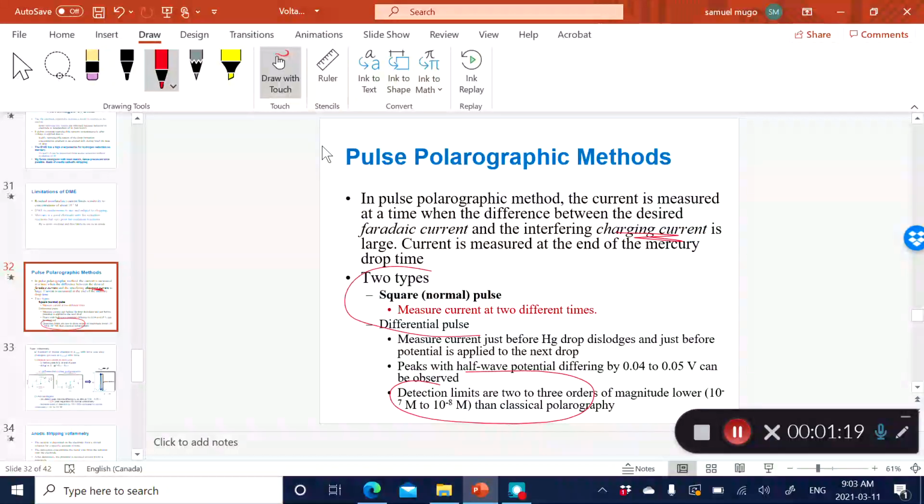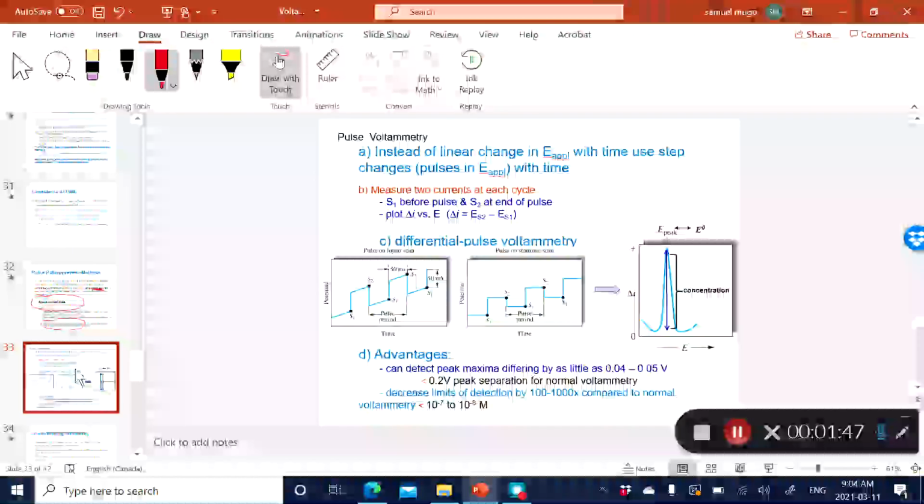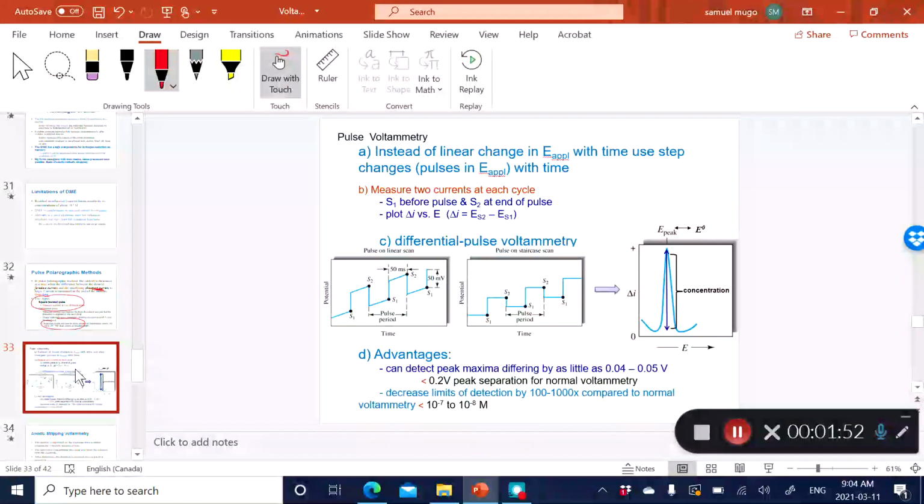Now, the two that I'm gonna talk about are the normal, or what you call the square pulse voltammetry, and the differential pulse voltammetry. And as you're gonna see, they're actually very, very similar. The only difference is just the architecture by which, or the amplitude to which, you apply the voltages as you increase the voltages over time.